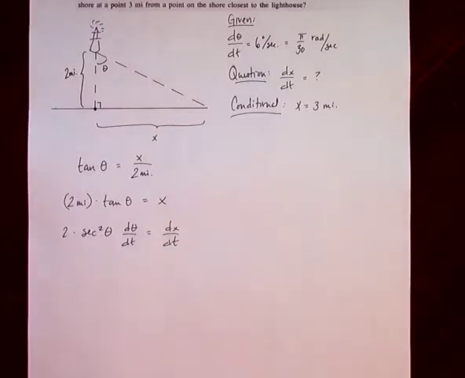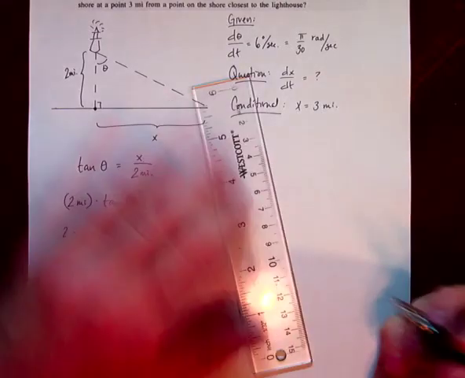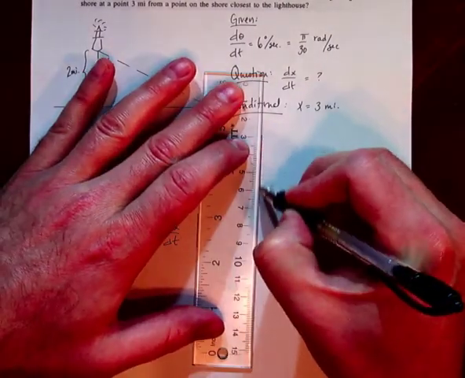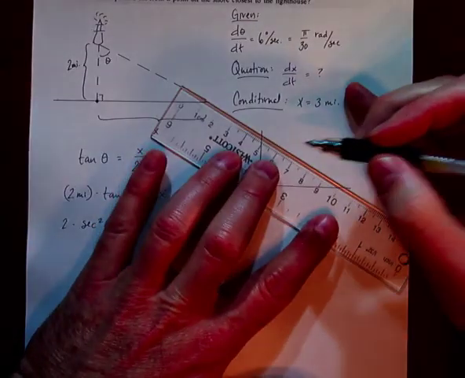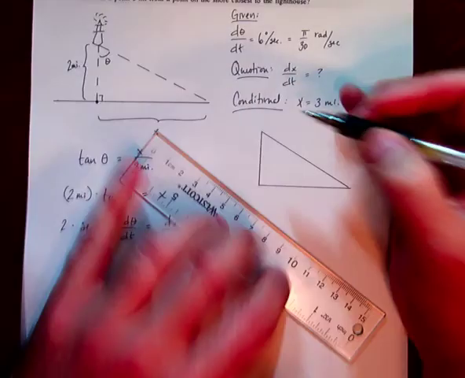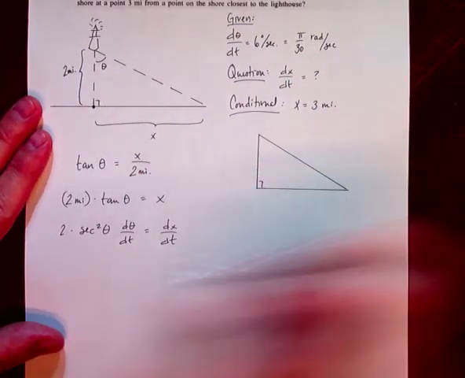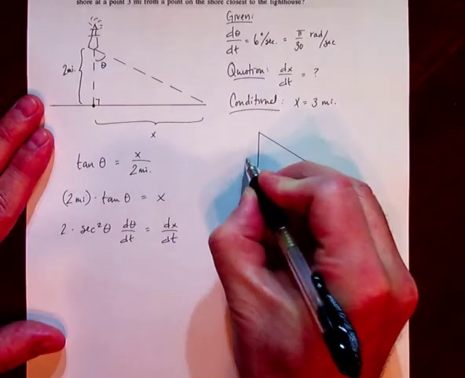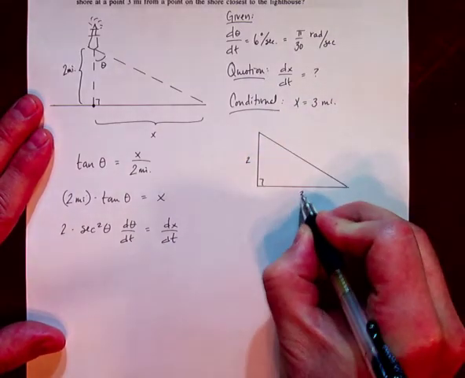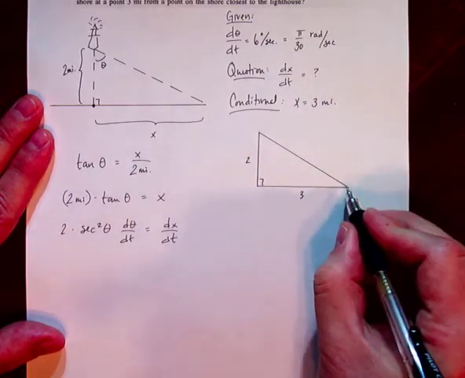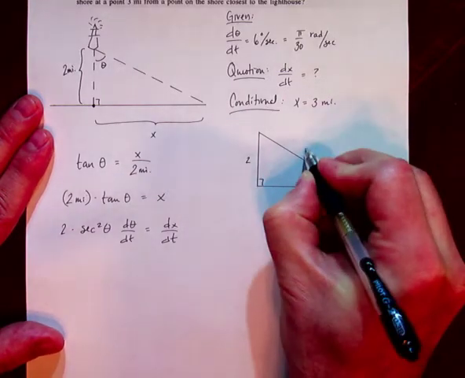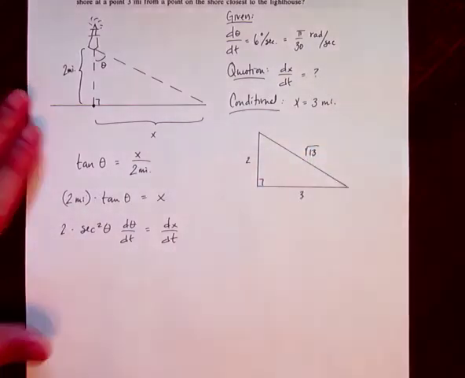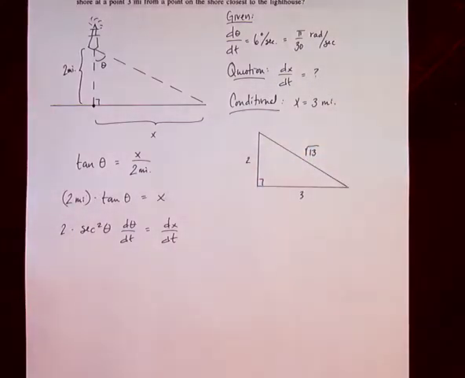Now, at the particular moment when x is equal to 3, I have a very particular triangle. So I'm going to draw the particular triangle over here because, just like last time, I need the hypotenuse in order to get my secant squared. At that particular moment, it's 2 miles to the shore, 3 miles down the shore. 2 squared is 4, 3 squared is 9, and this is going to be root 13, which is between 3 and 4.